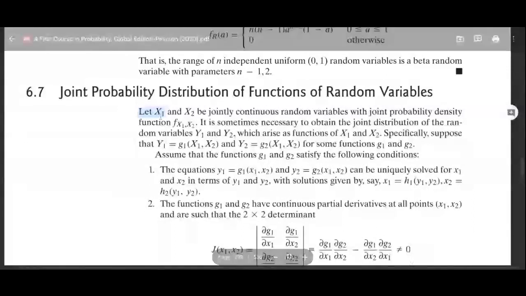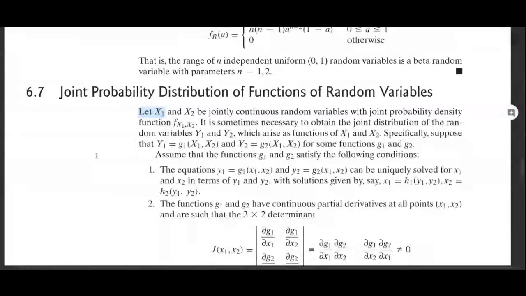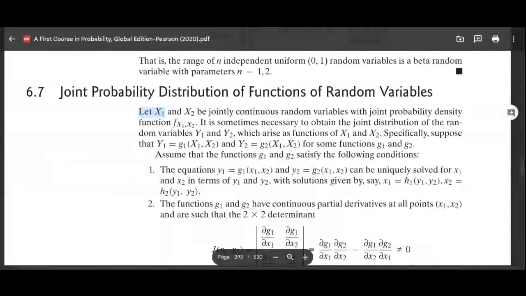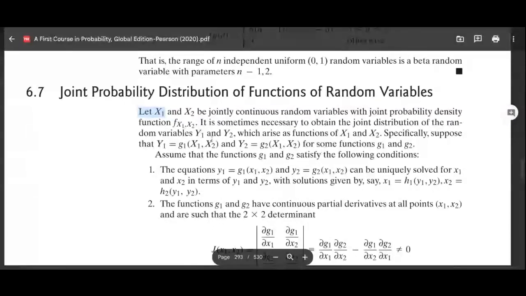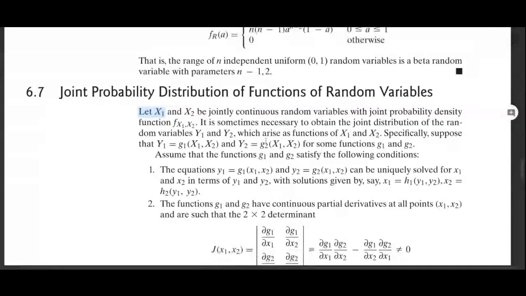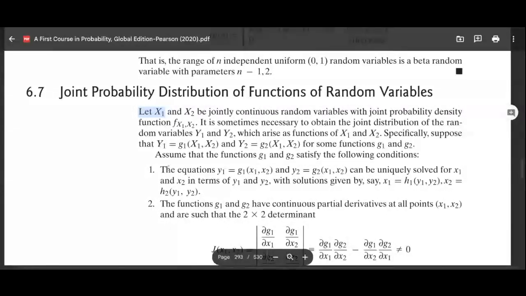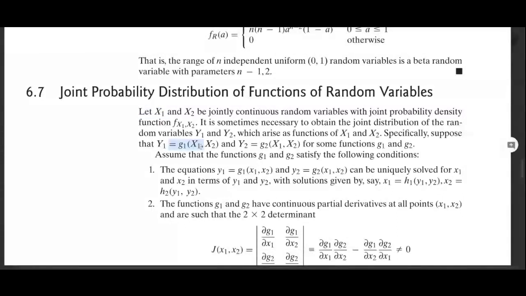Okay, let's read. Let x1, x2 be jointly continuous random variables with joint probability density function f of x1, x2. It's sometimes necessary to obtain the joint distribution of the random variables y1 and y2, which arise as functions of x1 and x2. Specifically, suppose that y1 equals g1 of x1, x2, and y2 equals g2, a function of x1, x2, for some functions g1, g2.